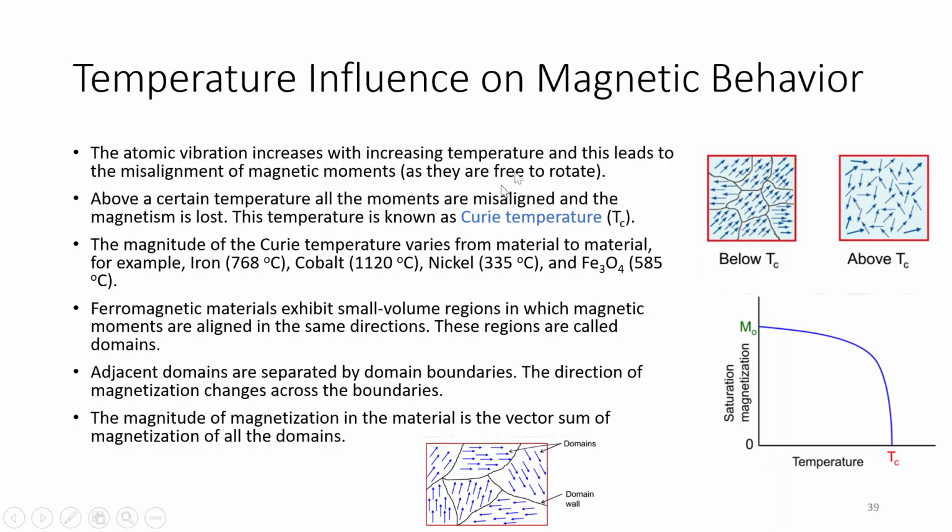So here, below Tc you can see there is some orientation and some alignment in domains, but above Tc this is completely lost, and the saturation magnetization also keeps on decreasing with increasing temperature. So above a certain temperature all the moments are misaligned. The magnitude of the Curie temperature varies from material to material.